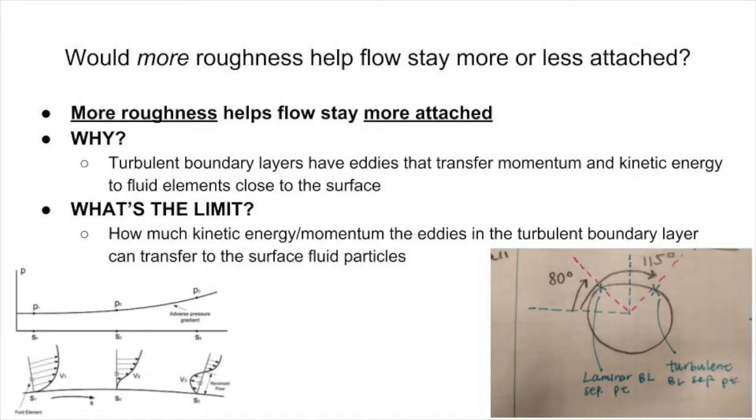More roughness helps the flow stay more attached for longer. In laminar and turbulent boundary layers, the flow speed decreases as you approach the surface, with fluid particles right at the surface having 0 velocity. The difference between a laminar and turbulent boundary layer is that turbulent boundary layers contain eddies that mix high-speed flow at the top of the boundary layer with slow fluid particles at the bottom surface. As a result, the surface level fluid particles in the turbulent boundary layer are forced to move more energetically.